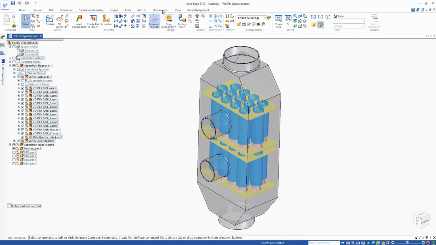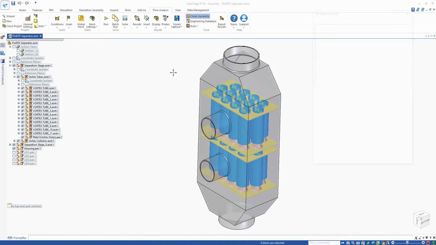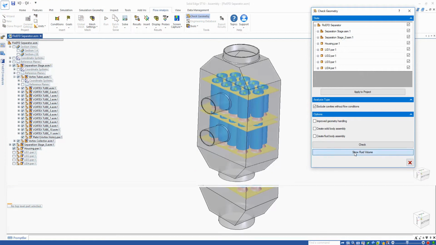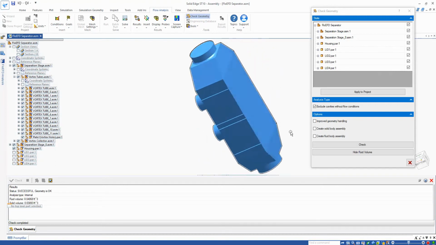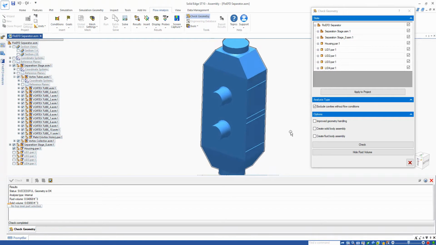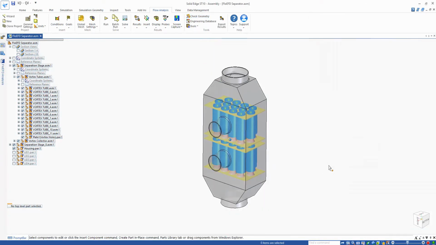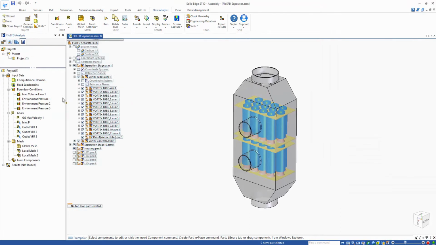So in FloEFD we can check the geometry to ensure that we are getting the correct fluid region in the model, so the air volume is going to be correct, and you can see on the screen this blue volume, which is the correct air volume, so we're ready to go. So let's go to our FloEFD analysis and look at some of the setup.